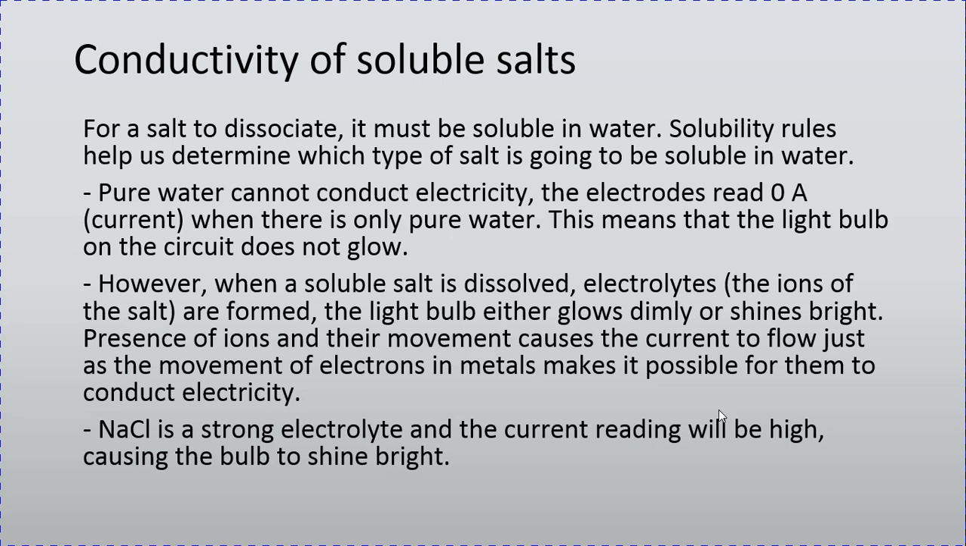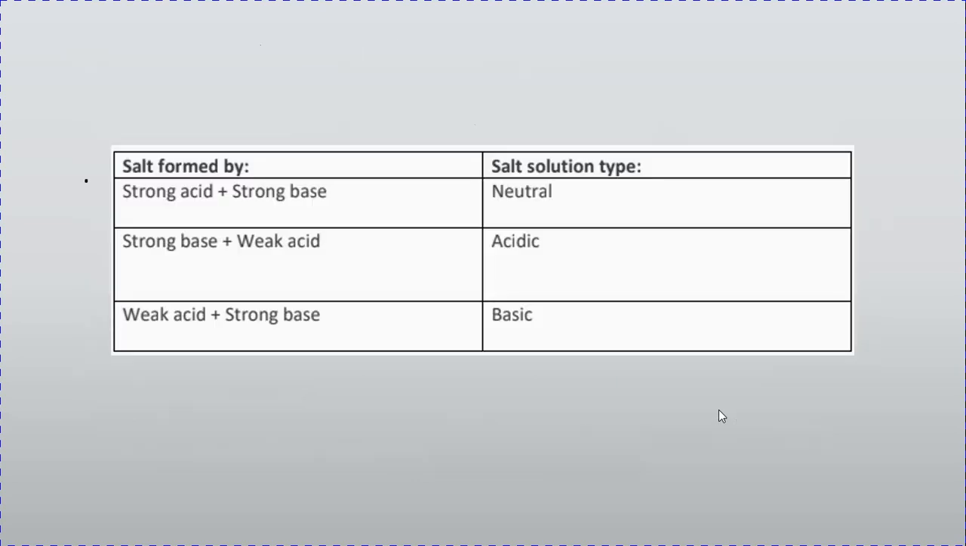The light bulb either glows dimly or shines brightly. The presence of ions and their movement causes the current to flow, just as the movement of electrons in metals makes it possible for them to conduct electricity. Sodium chloride is a strong electrolyte and the current reading will be high, causing the bulb to shine bright.